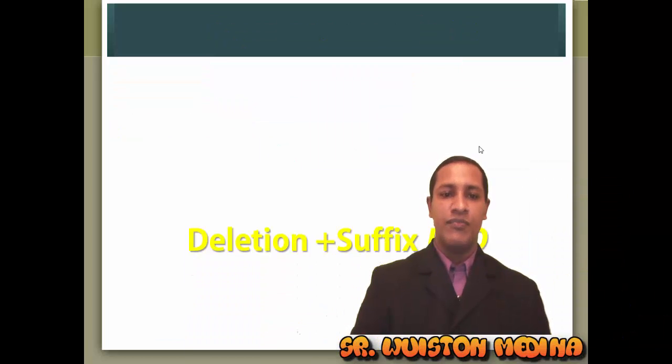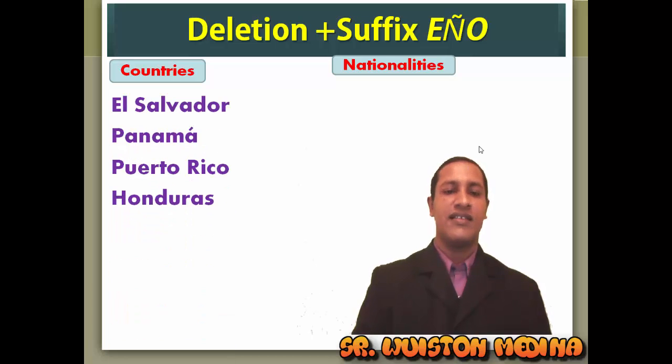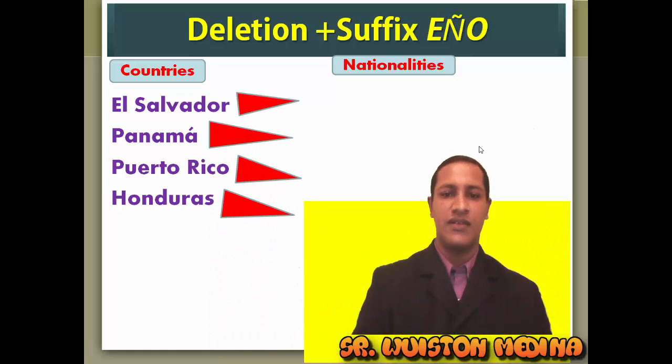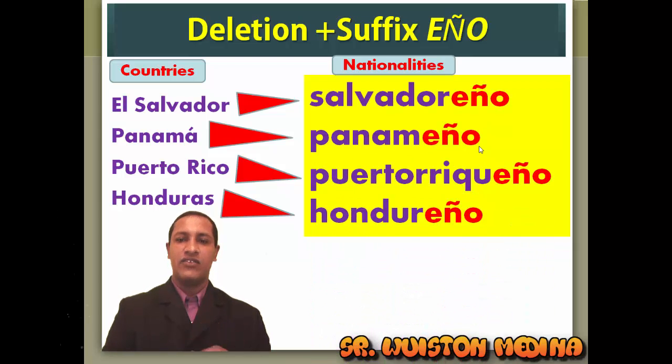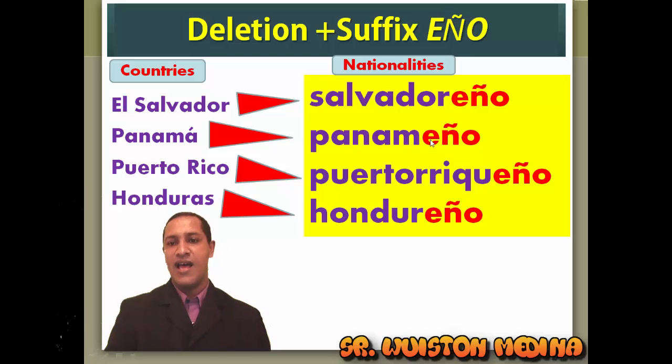So we have the third group here, that I call the deletion plus suffix eño group. They are El Salvador, Panama, Puerto Rico, and Honduras. So what is the deletion we do? This one. Salvadoreño. We delete the EL. You don't say El Salvadoreño, you say Salvadoreño. Panama, you delete the A and you just put the suffix, Panameño.